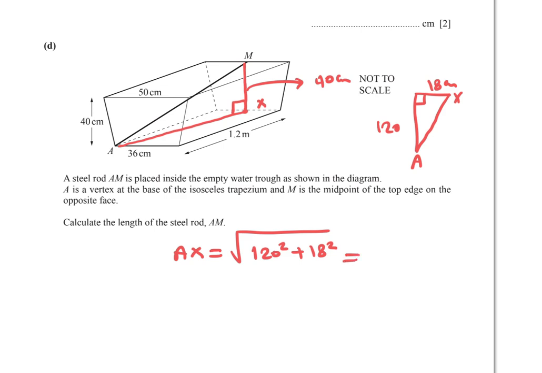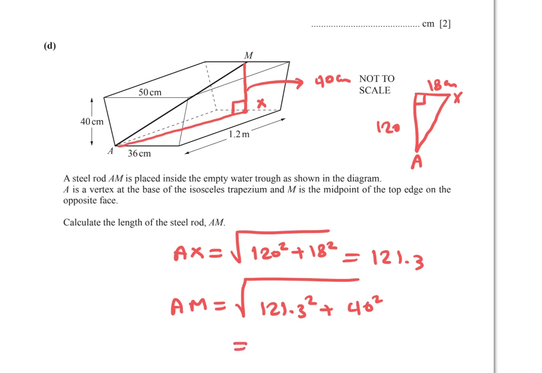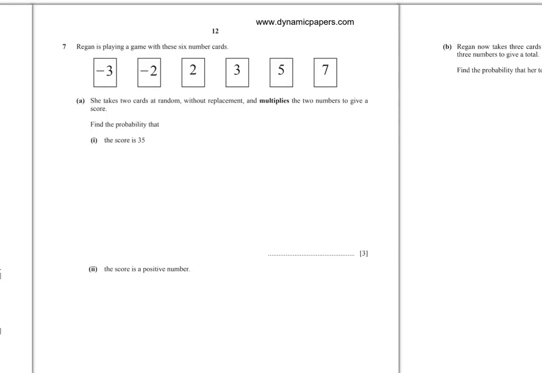First you need to find AX equals 121.3 to 1 decimal place. Now to find AM, square root AX square plus MX square, so 121.3 square plus MX square, so 40 square, equals 127.7 to 1 decimal, or 128 centimeter to 3 significant figures.